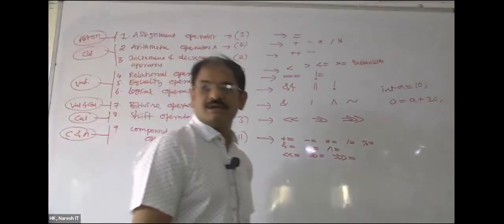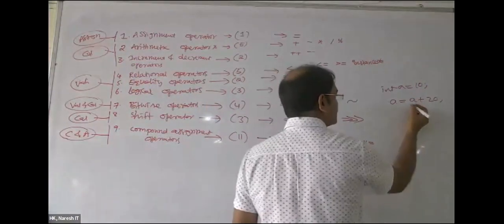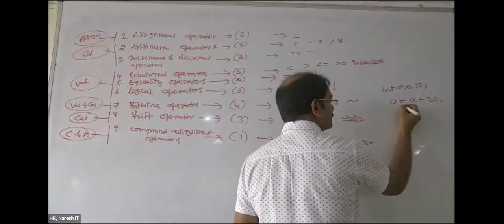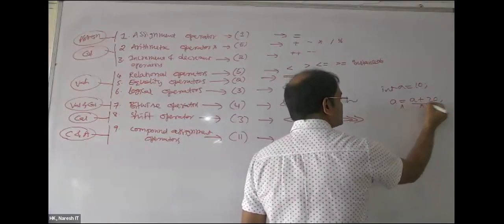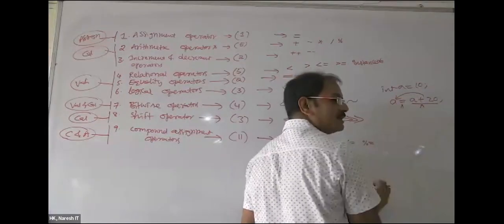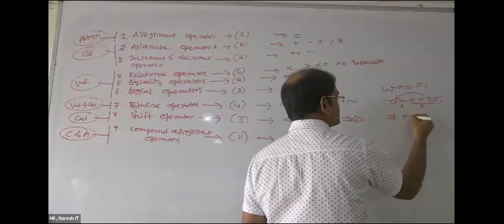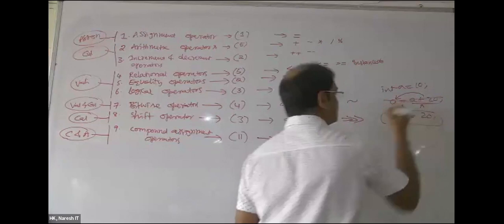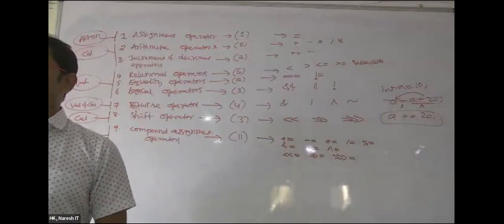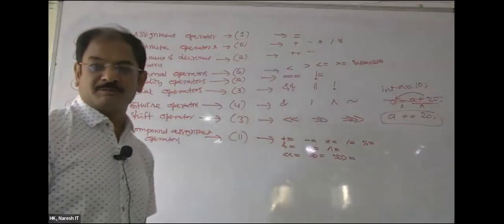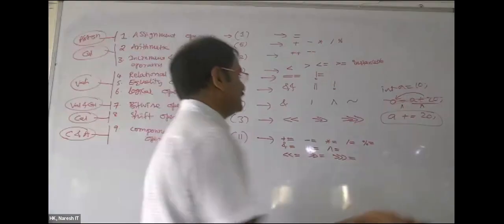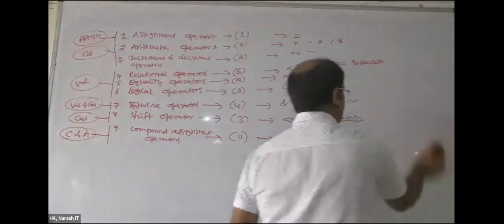Now what do you write? A equal to A plus 20. Observe here, how many operators you are using here? 2 operators. You are generating the result and storing it in the same variable. Then don't write this lengthy statement, right? A plus equals to 20. First you are doing calculation and then you are doing assignment. So for that purpose we are using compound assignment operators. Okay. In the program I'll explain it.